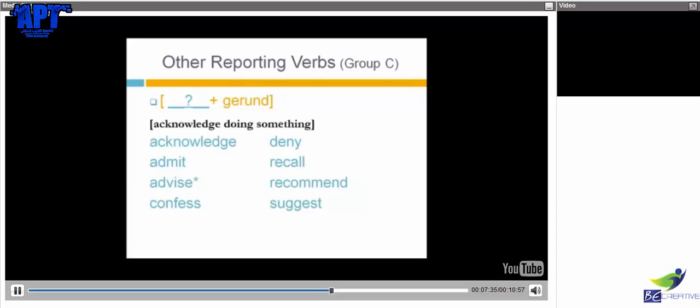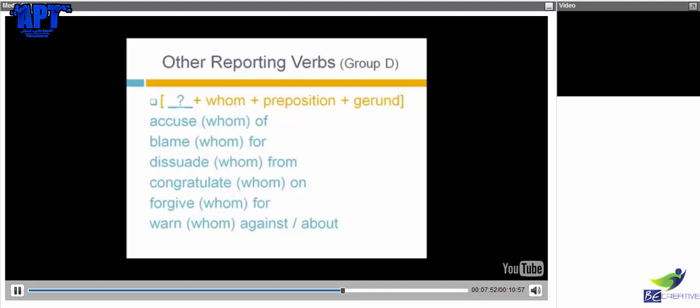In Group C, we have verbs followed by a gerund, the ing form of a verb. For example, acknowledge doing something, admit doing something. Advise is a verb that belongs to both Group C and A, so we can advise doing something, and we could advise someone to do something. In Group D, we have reporting verbs followed by an object, whom, followed by a preposition, followed by a gerund. For example, accuse someone of doing something. Other verbs in this group are blame, dissuade, congratulate, forgive, and warn. There are others. Again, these lists are not complete, but they're a good reference for you.